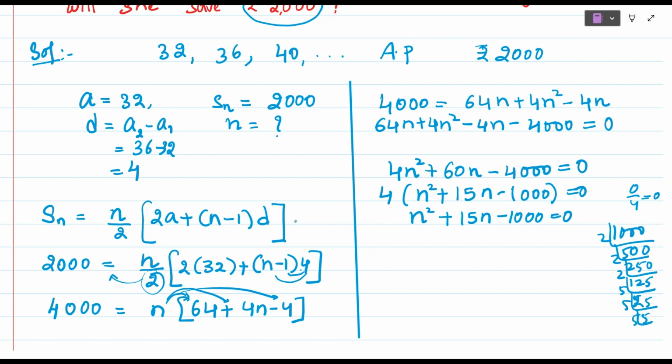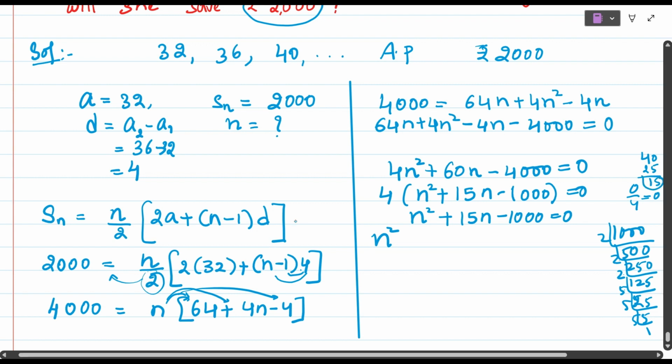So what is the combination we have to take to split the middle term 15n? To get the product 1 into 1000, which gives 1000, right? So let us see, 2 2s are 4, 4 2s are 8, 8 5s are 40, and 25. Let us take 40 and 25. If you take 40 and 25, will you get 15? Yes, we will get. So if 15 is having a positive symbol, the bigger number's sign should be positive. So 40n minus 25n minus 1000 will be equal to 0.